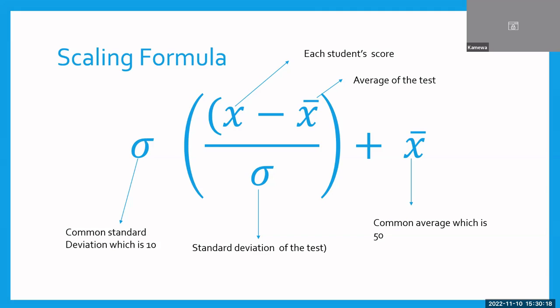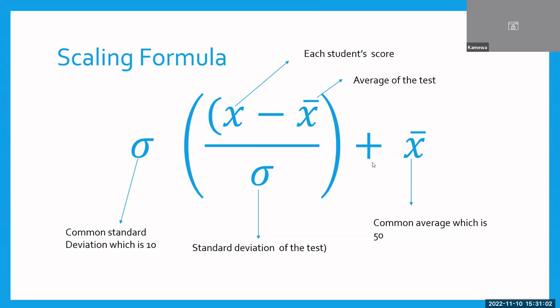Bracket first. Yes, bracket first. So in this formula, all things within the bracket will be calculated first. That is the student score take away the average. The next one will be divide, or multiply by the standard deviation on the left. And the last operation will be addition of the common average.